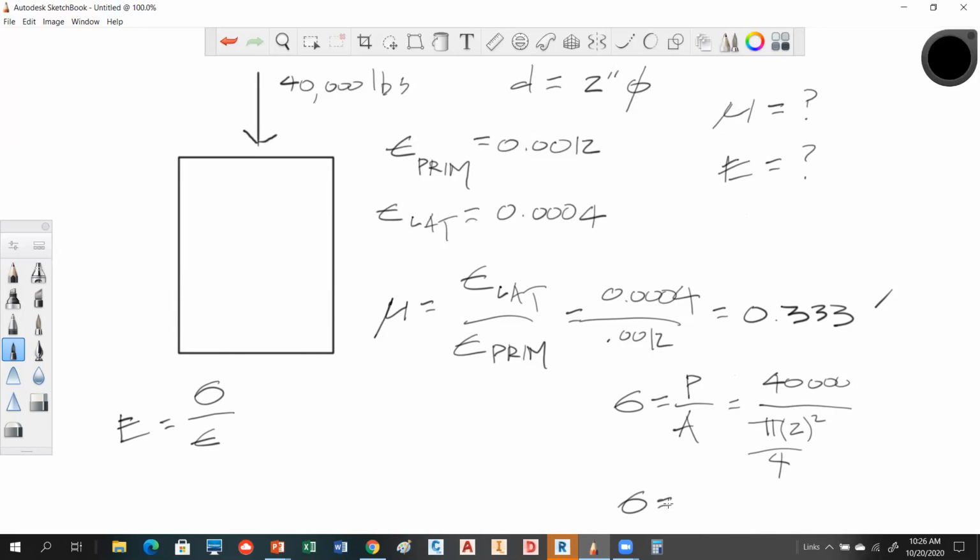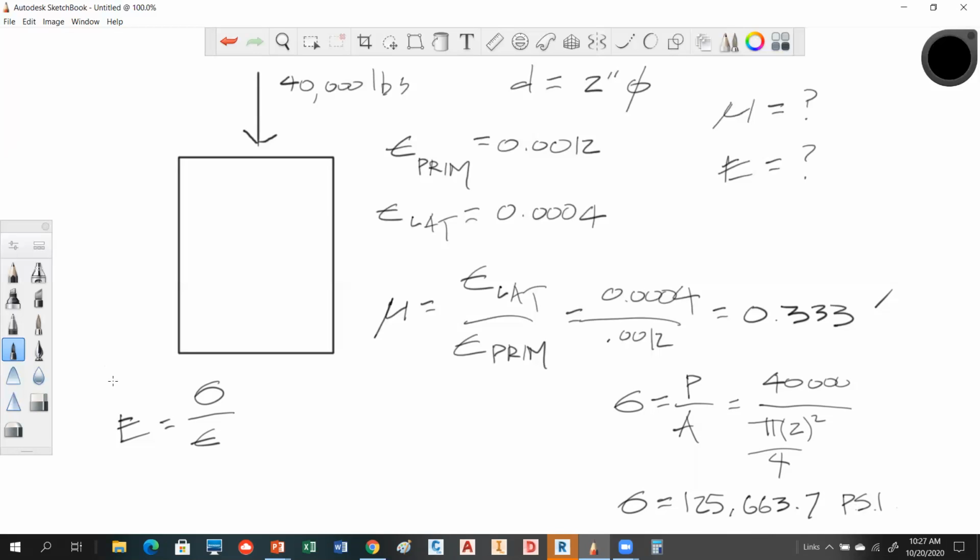So let's see what we come up with. We get like 125,663. That would be pounds per square inch. Does everybody agree with my stress value? Yeah, that's what I got.